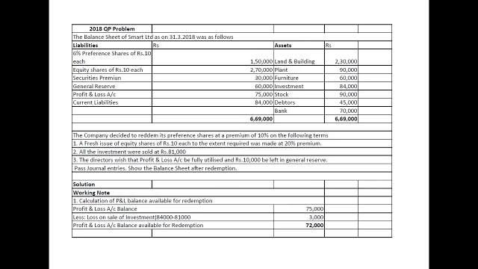But the fresh issue is made again at a premium of 20%. Means 10 rupees will be the nominal value, so it is issued at 10 plus 2 rupees premium, so 12 rupees per share.